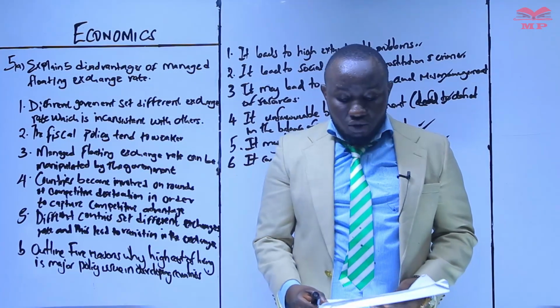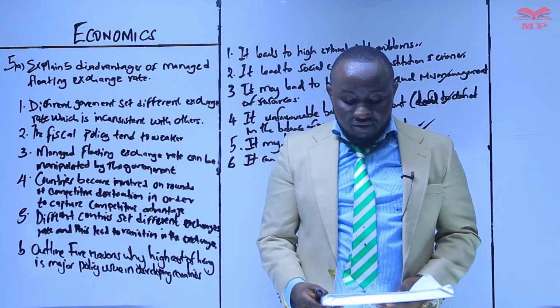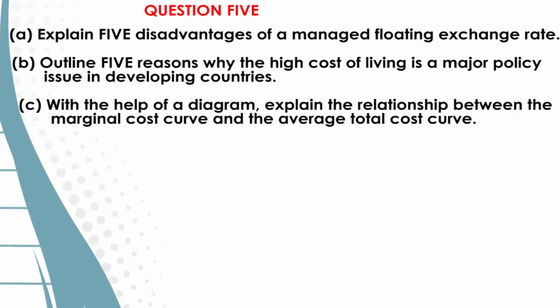We'll pick up the next question. That is question 5, Roman C. With the help of a diagram, explain the relationship between the marginal cost curve and the average total cost curve. So we put it down.